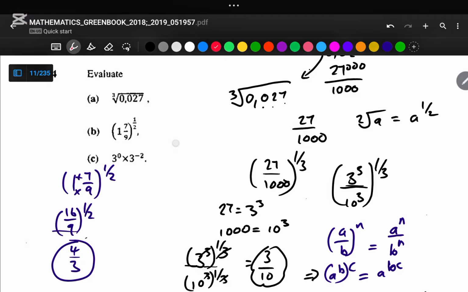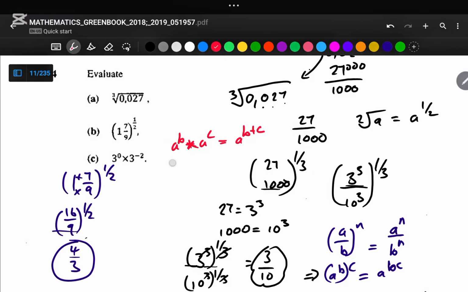So here we can simply tell that 3 raised to the power 0 is equal to 1, because any number raised to the power 0 is equal to 1. Or you can use this law of indices, which says a raised to the power b times a raised to the power c is equal to a raised to the power b plus c. So if we are multiplying two numbers in the same base, we add the powers. So a raised to the power b by a raised to the power c is equal to a raised to the power b plus c.